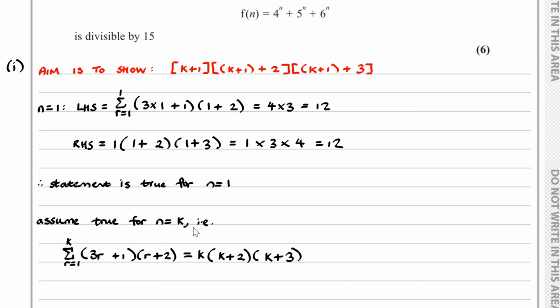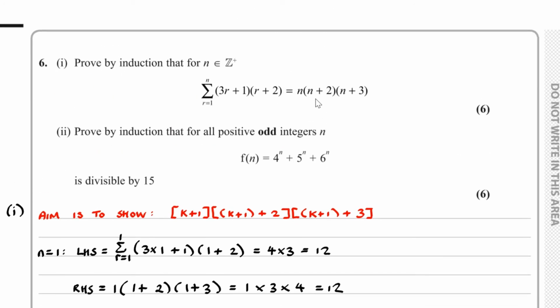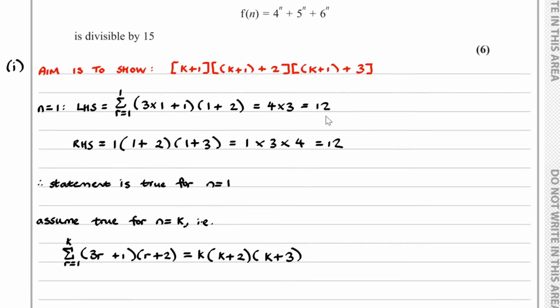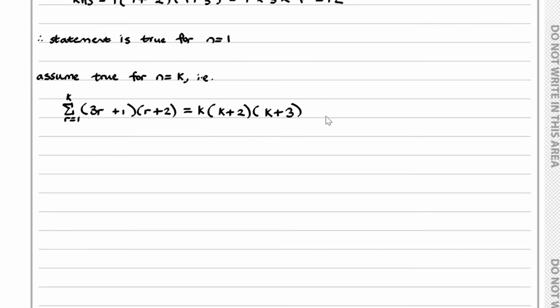So assuming that the result is true for n equals k, the sum from r equals 1 to r equals k of (3r plus 1) lots of (r plus 2) is equal to k lots of (k plus 2) lots of (k plus 3). All we have done over here is replaced, on the left hand side and the right hand side, n with k. And now our next step is to try and see what happens for n equals k plus 1.